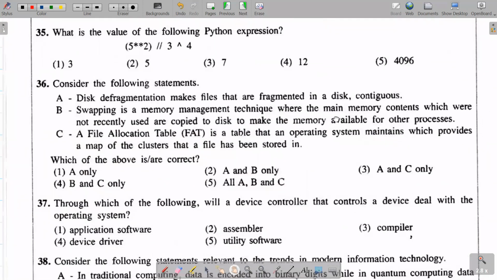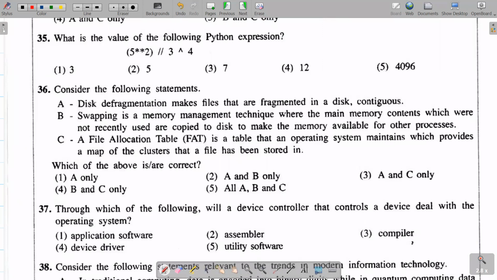Yes. Calculation. So what's happened? This is what you call the exponentiation. And this is floor division, and this is XOR, bitwise XOR operation. Right? So how is this going to happen? Priorities are given like this. This gets the first priority, this gets the second priority, and this gets the last priority. Right? So how it's going to be? 5 to the power 2 will give 25.